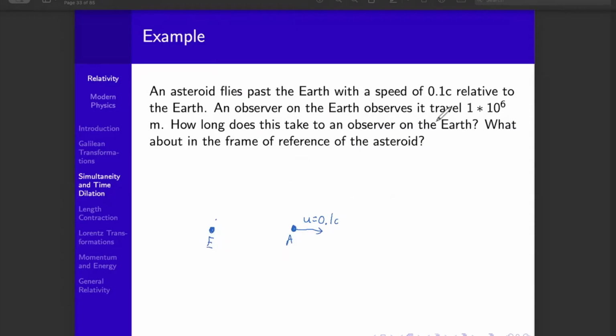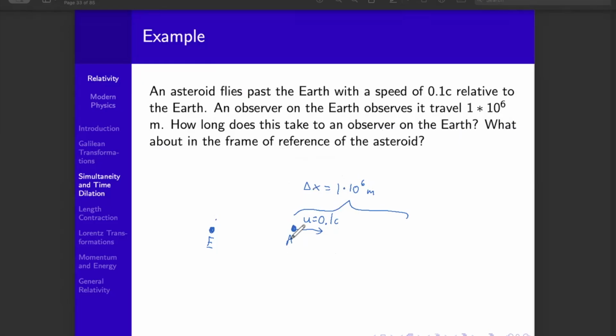The question that we have then is: an observer on the Earth observes that the asteroid travels 1 times 10 to the sixth meter, so a million meters. That's our distance, right? Delta x. How long does this take to an observer on the Earth, and what about in the frame of reference of the asteroid?